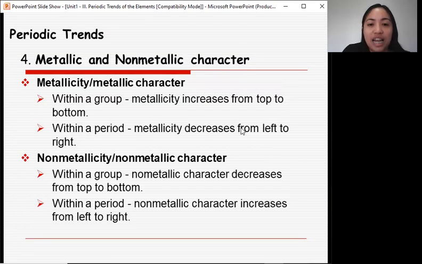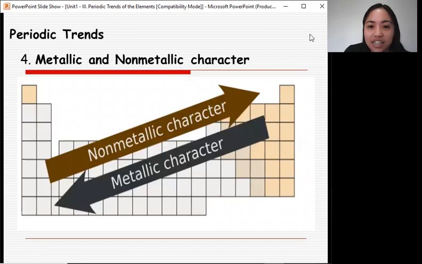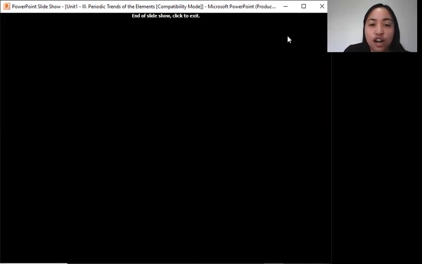Next is the metallic and non-metallic character. Within a group, metallicity or metallic character increases from top to bottom. Non-metallicity is the opposite: non-metallic character decreases from top to bottom. Then within a period, metallicity decreases from left to right, while non-metallic character increases from left to right. So they are opposite. But as discussed earlier, these are the non-metals and these are the metals. So that ends our discussion for the whole Unit 1.